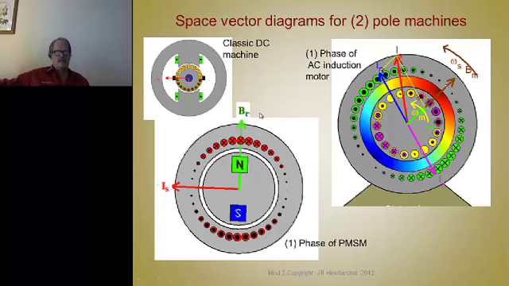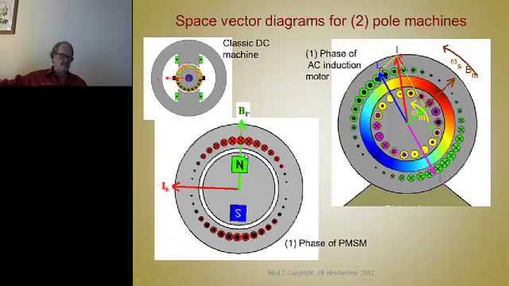Here's some space vector diagrams to help us think about these machines. Here's a classical DC machine with the wound field here. Here's your 2 stator coils. It creates the DC field there, and here's your commutated armature with 2 brushes. Here's the 2 brushes, and these are commutated. So the field is this way, and the current is put in that way.